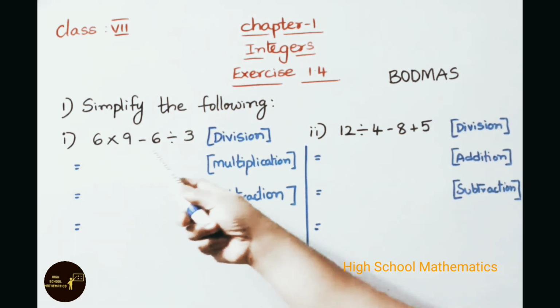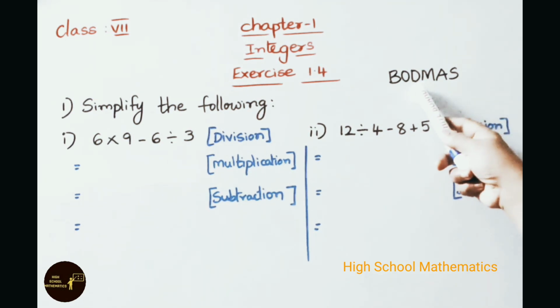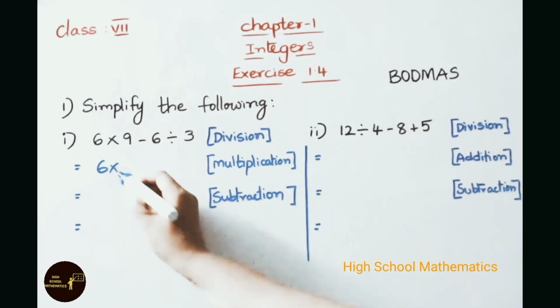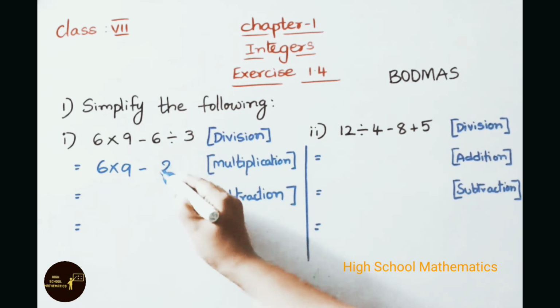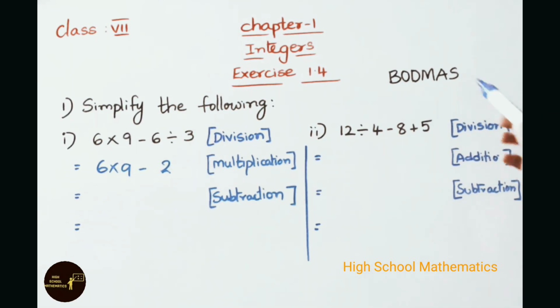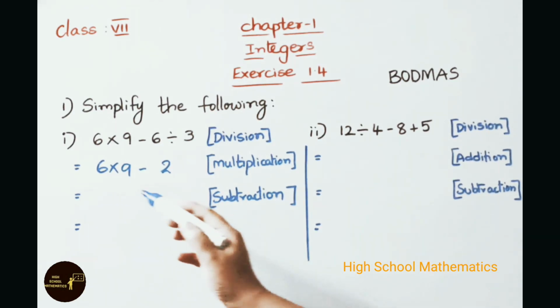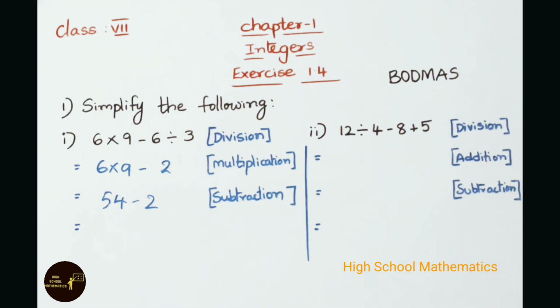Here multiplication, subtraction and division symbols are there. So according to the BODMAS rule, first we have to solve the division. See now, 6 into 9 minus, let us do division, 3 table 6 is 2 times. Now here multiplication and subtraction symbols are there. So first we have to do multiplication, then only after that subtraction. So let us multiply, 6 9s are 54 minus 2. Now let us do subtraction, 54 minus 2 is 52. So the answer is here 52.